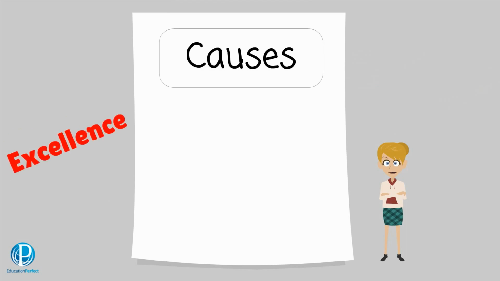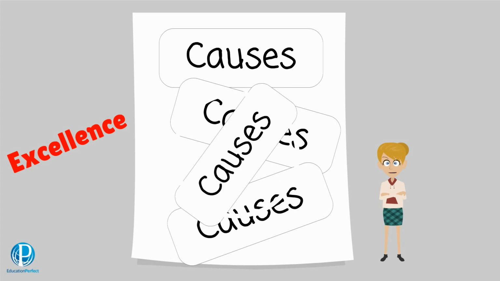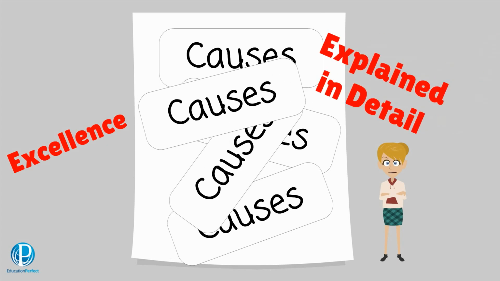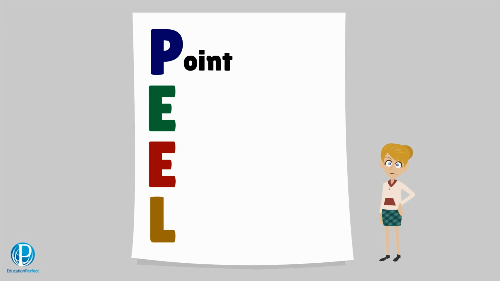Now, it's time to write about your causes. If you're aiming for excellence, you'll be writing more than 2 paragraphs for causes of your historical event. They will also have to be in great detail. Now the paragraph structure is simple. We can use the handy PEEL acronym to help us. In the first sentence of your paragraph, you'll want to introduce the point that you'll be talking about. Basically, you're outlining your cause here.